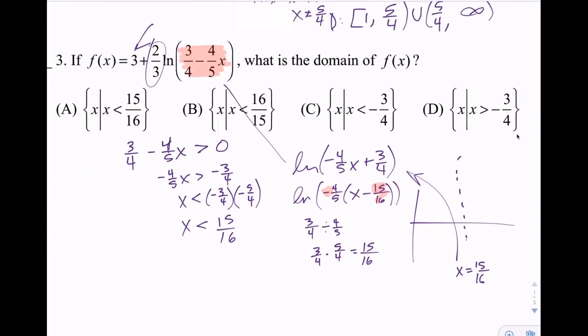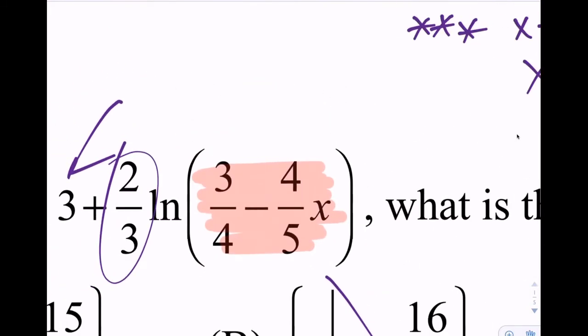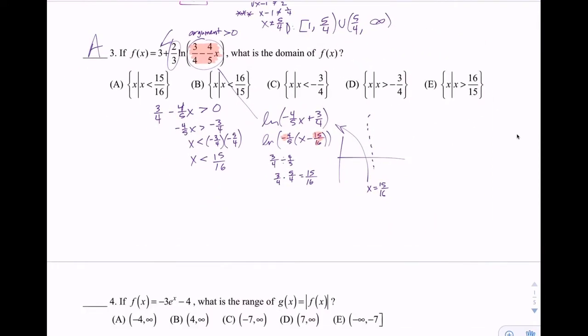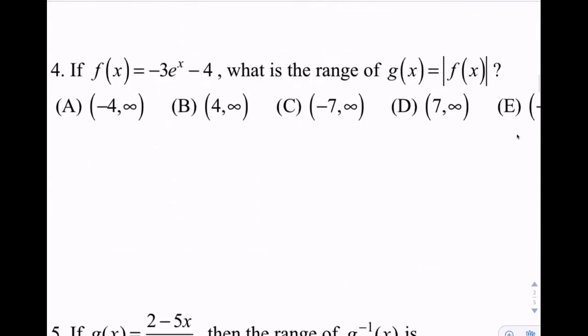Heck yes. But an FYI, if you ever have a log function, and we're going to study this in greater detail later, all you have to do to find the domain is take your argument and say that it's what? Strictly greater than 0. You can do it without graphing it, because you can only take logs of what types of numbers? Positives.